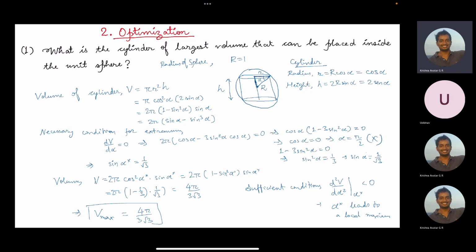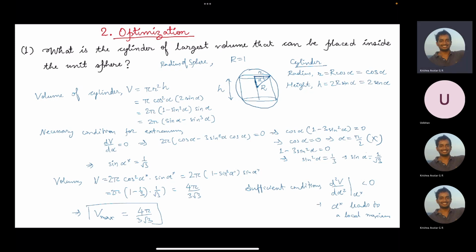So we'll start with the first problem, which is: what is the cylinder of largest volume that can be placed inside the unit sphere? We are given a sphere of radius 1 in which we have to place a right circular cylinder, to be more precise, that covers the largest volume.